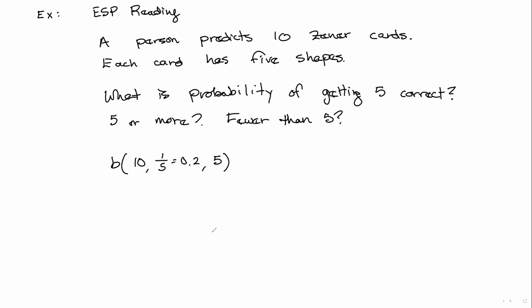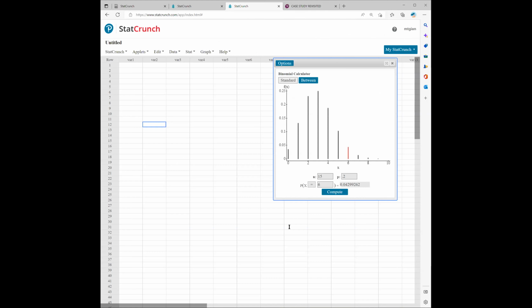So 5 is the last value here. Okay, so let's go through and calculate that. Bring up our StatCrunch here again. Let me just check something just to make sure. Okay, I was just making sure that you could see the graph here. All right, what are we doing here? So we got 10 trials. 0.2 is still the result we're interested in. And then 5, we want to know the probability of exactly 5.